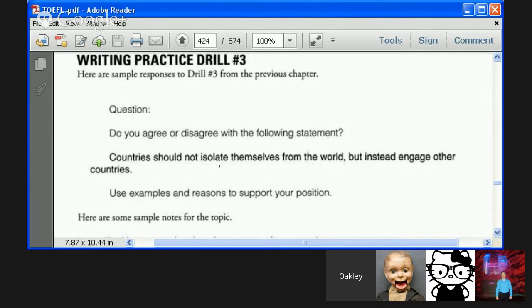Also cohesion and organization and answering the question. TOEFL's a little bit different. TOEFL, answering the question, pretty much the same. Cohesion and organization, pretty much the same. Actually, they have two things. They separate organization, paragraphing, and cohesion.